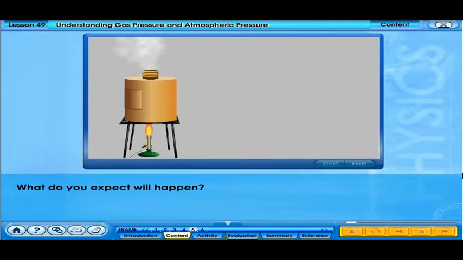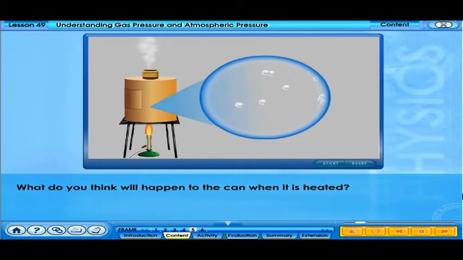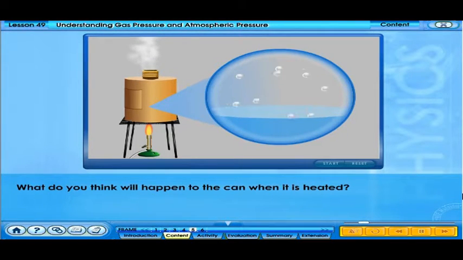What do you expect will happen? What do you think will happen to the can when it is heated? When the water in the can is heated, the steam produced replaces the air in the can. The molecules in the steam exert a pressure equal to the atmospheric pressure.